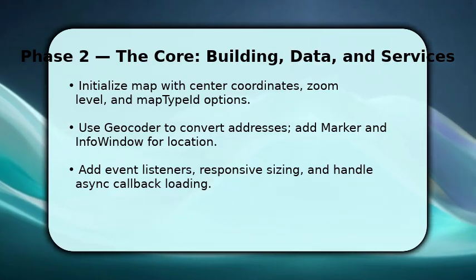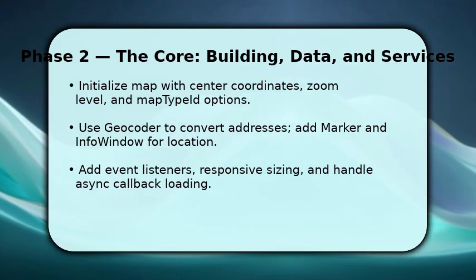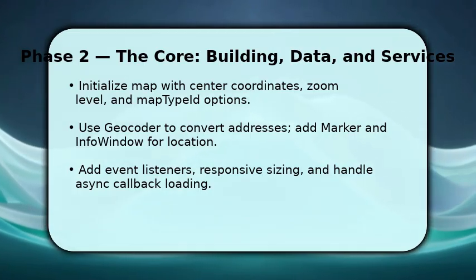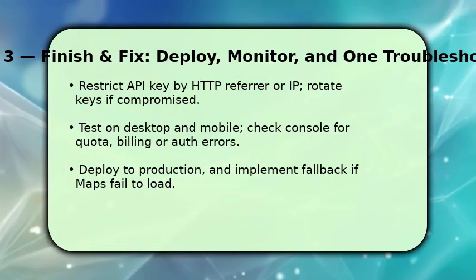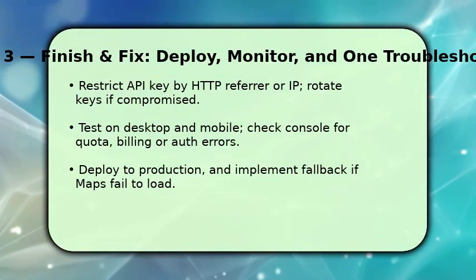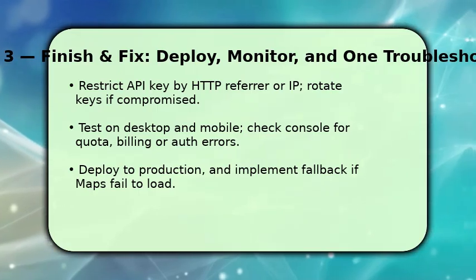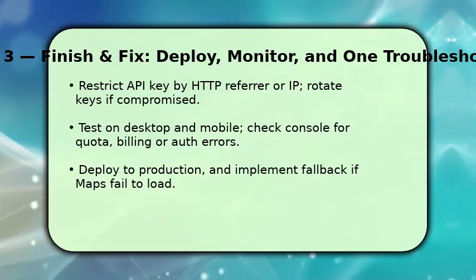Also load the API asynchronously with a callback to avoid race conditions. This ensures reliable rendering across devices. You finish by locking down your API key. Configure HTTP referrer or IP restrictions in the Cloud Console and remove unnecessary APIs from the key.